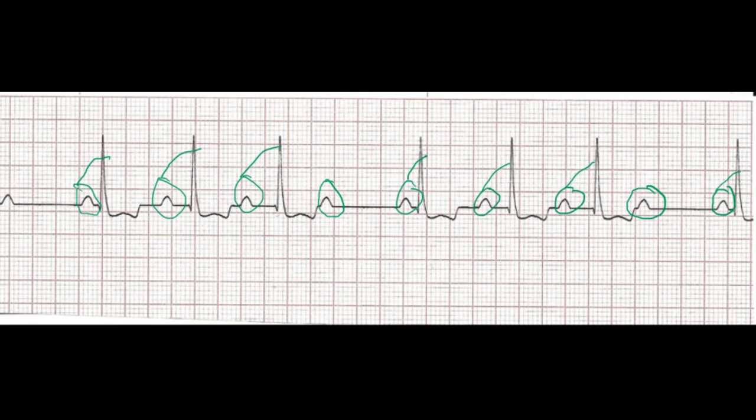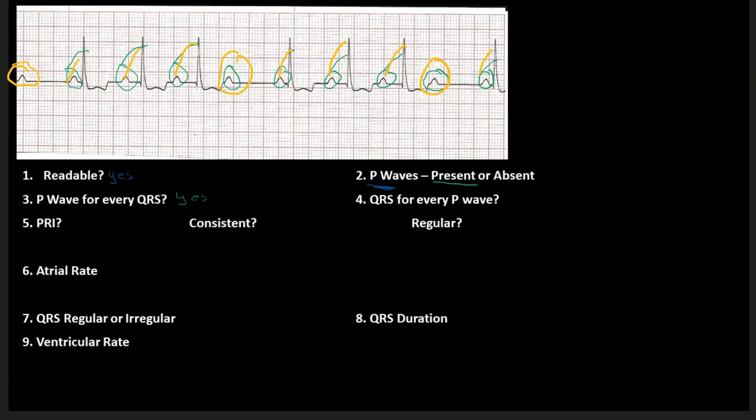Do I have a QRS for every P? Now I'm going to reverse this, and I'm going to say QRS, P. Oh, I got an extra P here. QRS P, QRS P, QRS P. I'm missing one here. QRS P, QRS P, QRS P. Now, I know that there's a P wave there, but I can't tell where that's supposed to be, so we're going to eliminate that, right? Okay, so when I come to my answer here, I want to take a look at whether or not I have a QRS for every P wave, and that now tells me no.